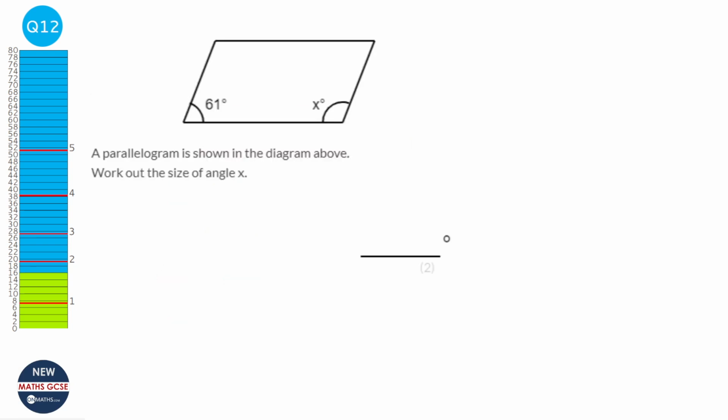So adjacent angles in a parallelogram add up to 180, and the reason for that is that we've got a set of parallel lines here, and both of these angles are within that set of parallel sides. So they're actually co-interior, interior, or allied angles, whichever you choose to call them. And so we know that they're going to add up to 180.